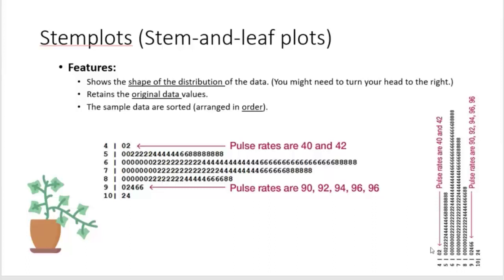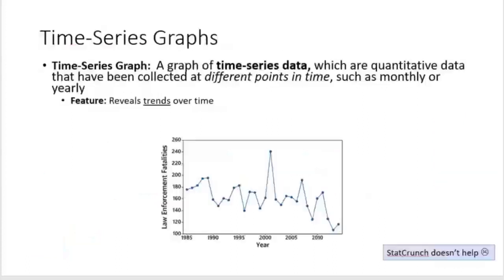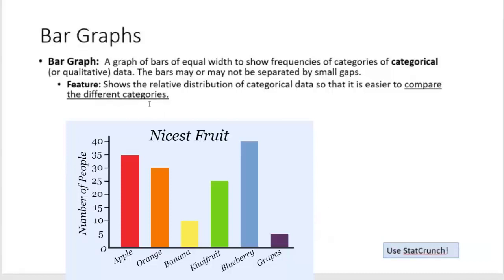Do be aware that a stem plot might end up getting displayed the other direction. That's also true sometimes for the bar plots. Time series graph, it's going to have those connected dots, but it is showing a trend over time, and it's only tracking one thing. Notice this is only tracking law enforcement fatalities, but it's a trend over time of one thing. By comparison to that, a bar graph lets you see several different things because you have categories, okay?